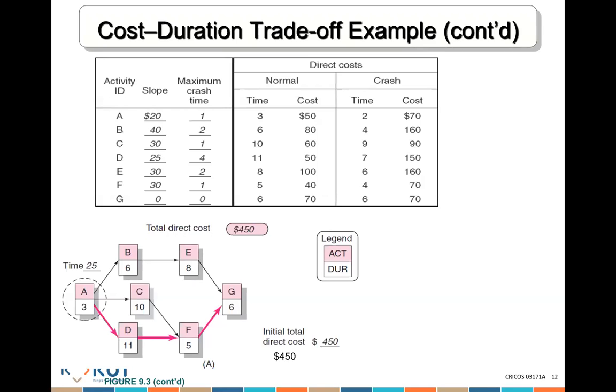Perfect. All right. So now we know that if we have 25 days, my cost is going to be $450. If you can, write that information in front of you. So write it down so that we can continue.